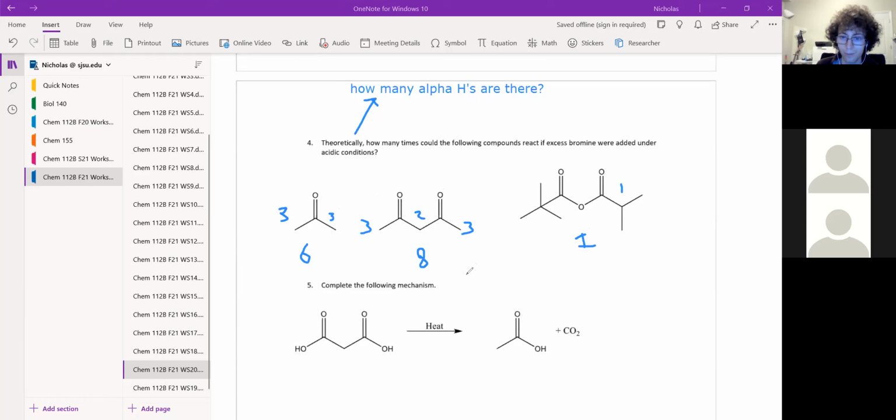So pretty straightforward, I think. But if there are any questions, feel free to ask. This is just another kind of practice. Get used to identifying these alpha spots.